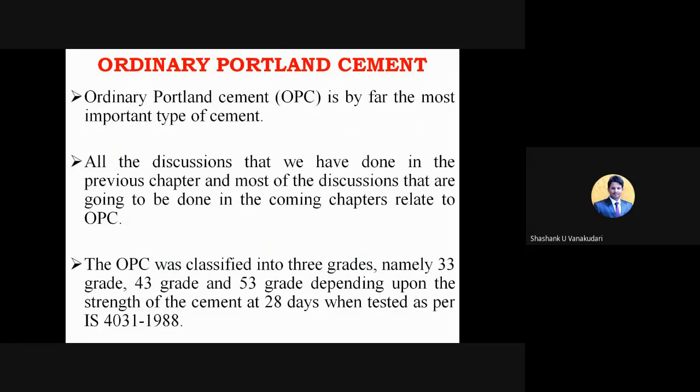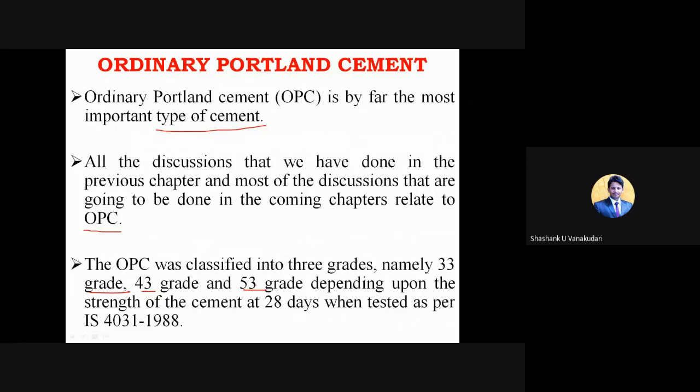Okay. So the first one is ordinary Portland cement. It is basically used in most of all the construction works, and it is by far the most important type of cement. Clear? And all the discussions we have had in the previous chapters, and most of the discussions in the coming chapters, are related to this OPC itself. Here OPC was classified into three grades, right? Namely 33 grade, 43 grade, and then 53 grade.